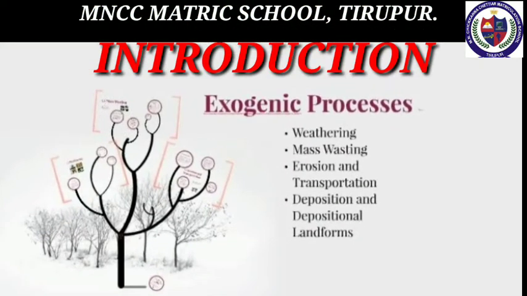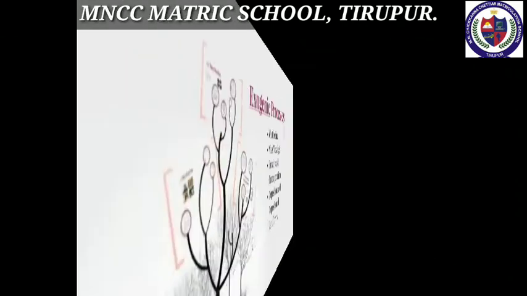Introduction. The forces that act on the surface of the earth due to natural agents like running water, glacier, wind, waves, etc. are called external processes or exogenetic processes. Let us see the lesson. Today we will learn 4 topics: physical weathering, chemical weathering, biological weathering, and gradation.